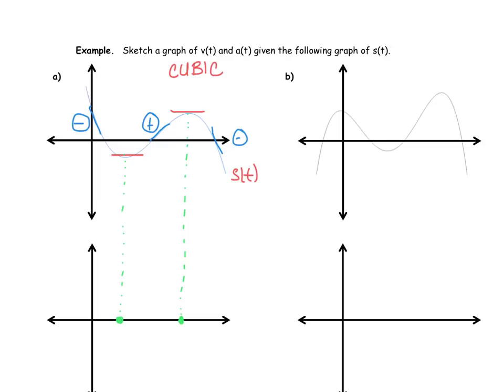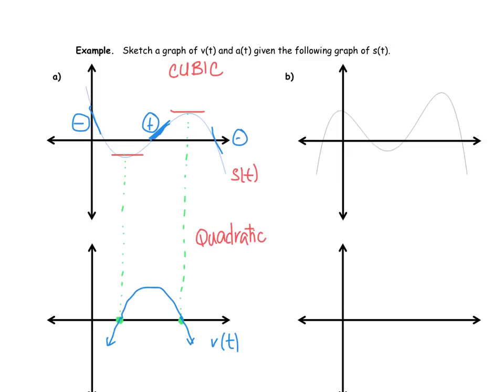So in between those two zeros, we know that we have this positive slope, so our velocity is actually positive, which means our y values for velocity are positive. And on either side of those zeros, we know our velocity is negative, so our y values for velocity are negative. So this is our sketch of our velocity function. And we can see here that this is a quadratic, which should make sense to us since we started with a cubic and our velocity is the derivative of that cubic function.